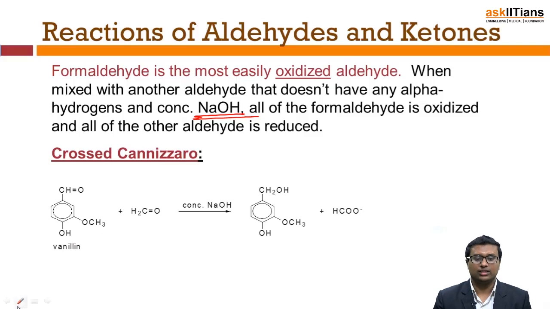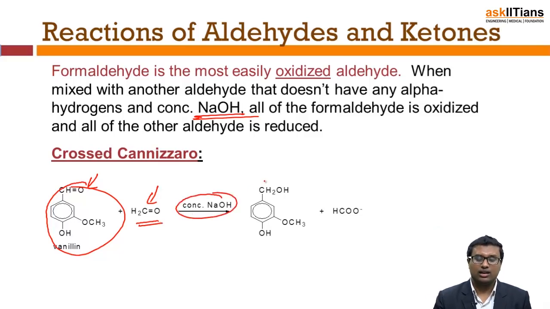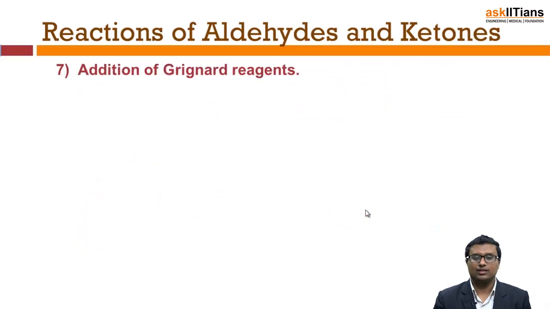So this is the crossed Cannizzaro reaction. It is possible when you use one aldehyde of one type and another aldehyde of another type. Here vanillin is reacting with formaldehyde. Both are aldehydes and both don't have alpha hydrogens. When they react, this is called a crossed Cannizzaro reaction, because 2 different aldehydes are reacting. You will again use concentrated NaOH, and you will get an alcohol and a carboxylate ion.